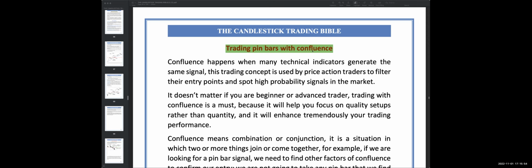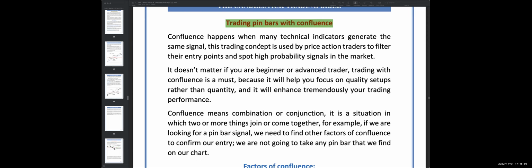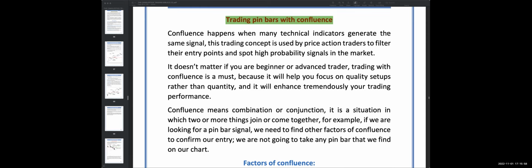So, trading pin bars with confluence. Confluence happens when many technical indicators generate the same signal. This trading concept is used by price action traders to filter their entry points and spot high probability signals in the market. It doesn't matter if you're a beginner or advanced trader, trading with confluence is a must because it will help you focus on quality setups rather than quantity, and it will enhance your trading performance tremendously.